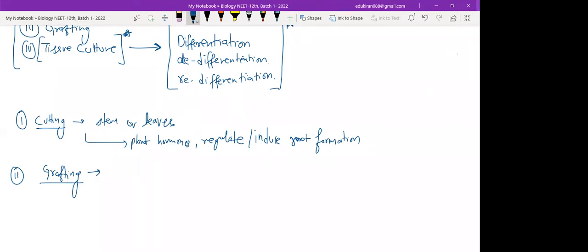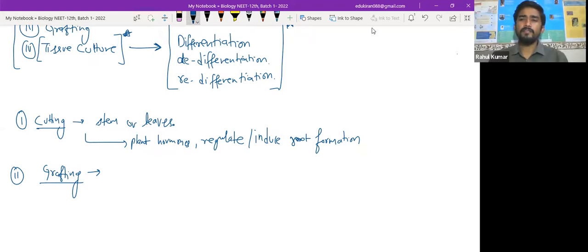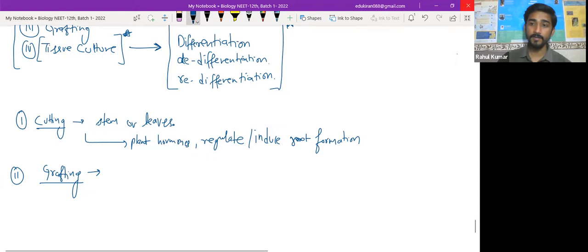So grafting. Now, for grafting, we have to cut, correct? Can anyone tell me how grafting is different from cutting then? How do you think grafting is different from cutting?